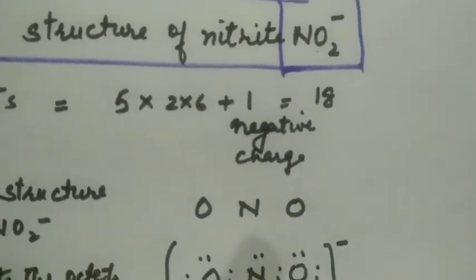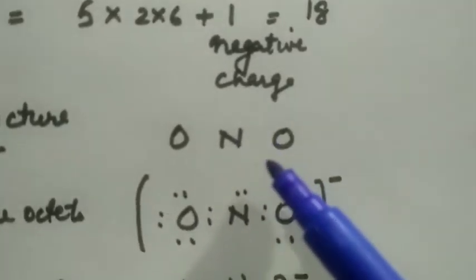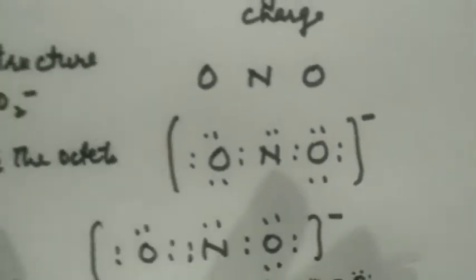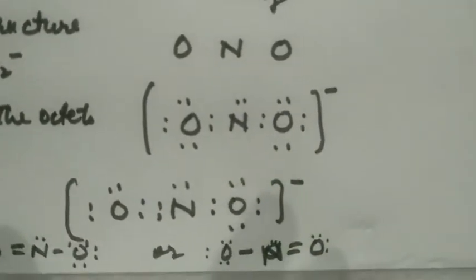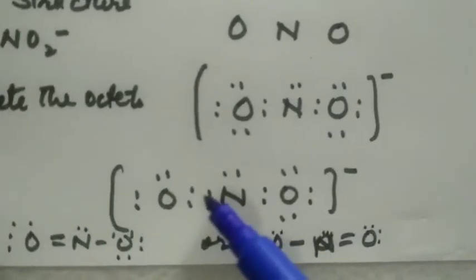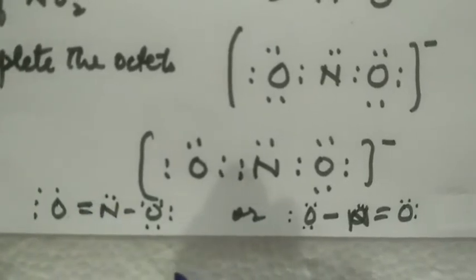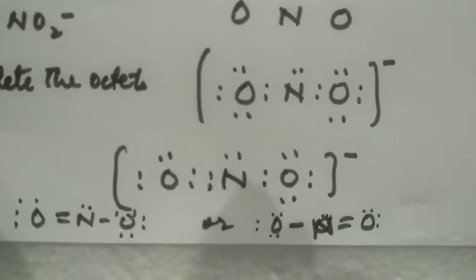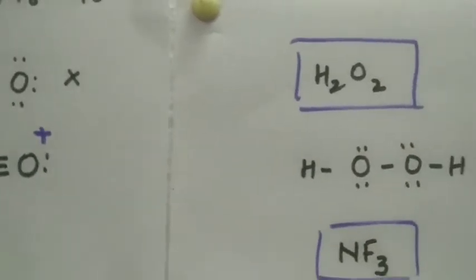So nitrogen is less electronegative, so it will be placed in the center. First we place 2 electrons each between the atoms. But by doing this, by trying to complete the octet, we see that the octet for nitrogen is not complete. So this structure is not correct. So we have to place 4 electrons in one of the oxygen atoms, a double bond. And by placing the double bond, the octet of all the atoms is completed, and also the 18 electrons are distributed completely.